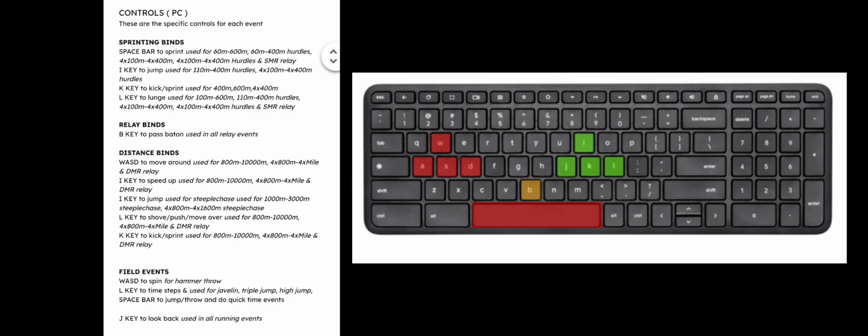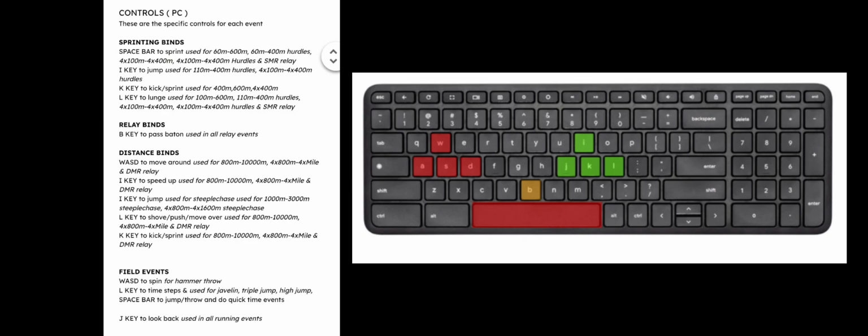So that's basically what the I key is used for. But the I key can be used for another thing, jumping in the steeplechase. Now to keep it as convenient as possible, when you jump with the I key, you won't be using your I key uses. So you could still use the I key to speed up, but you have infinite uses for jumping through a hurdle.